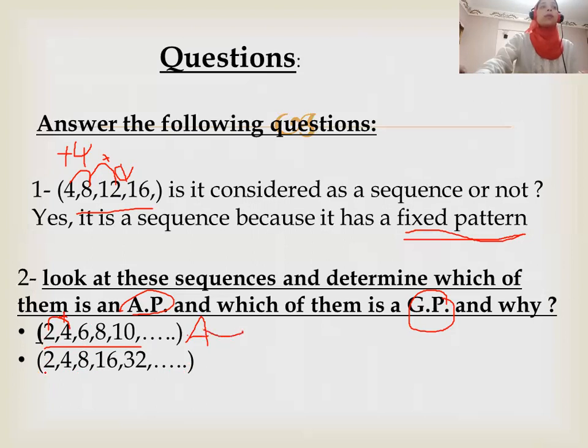Well done. But here, do you add or multiply? It depends, we can add. So try the next one. 4 became 8, so we multiply it by 2. So this is a geometric progression.